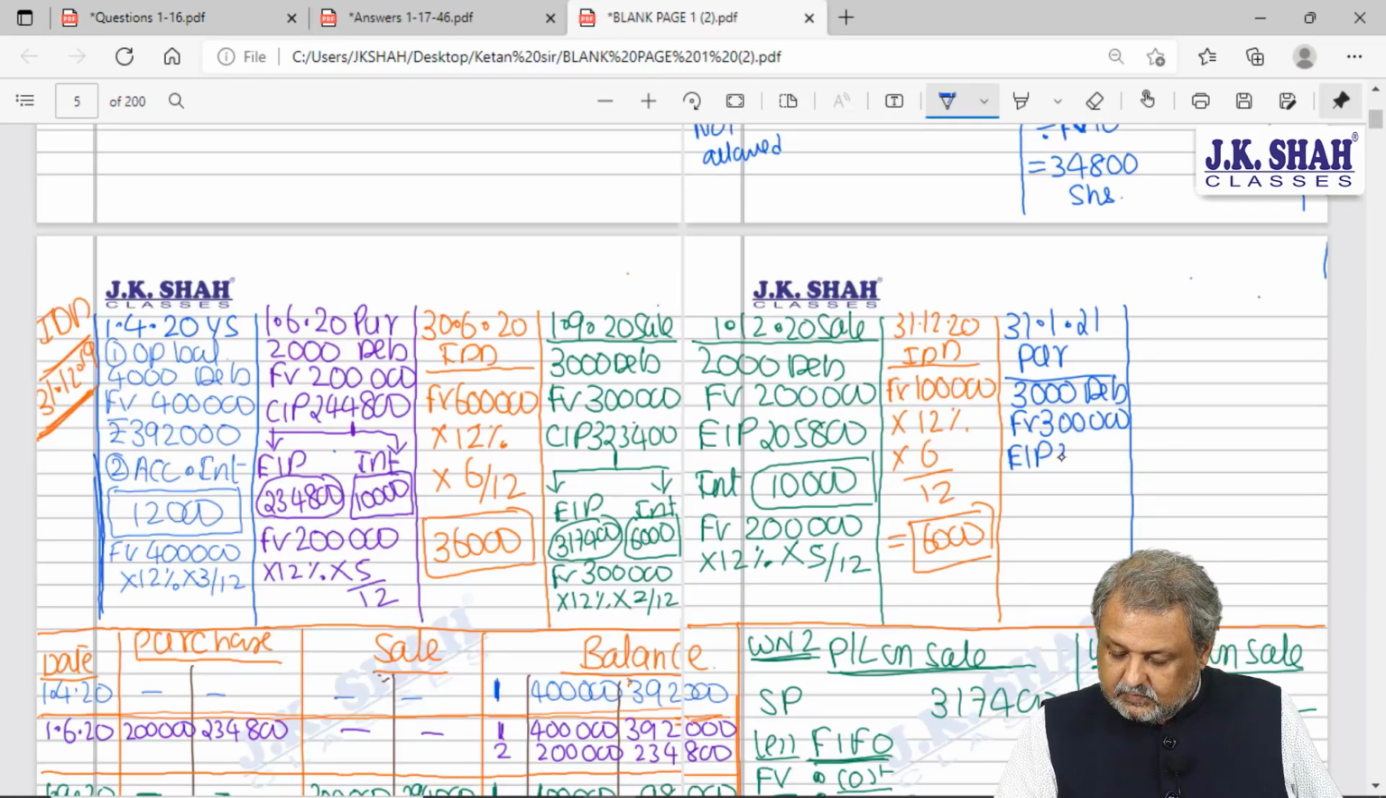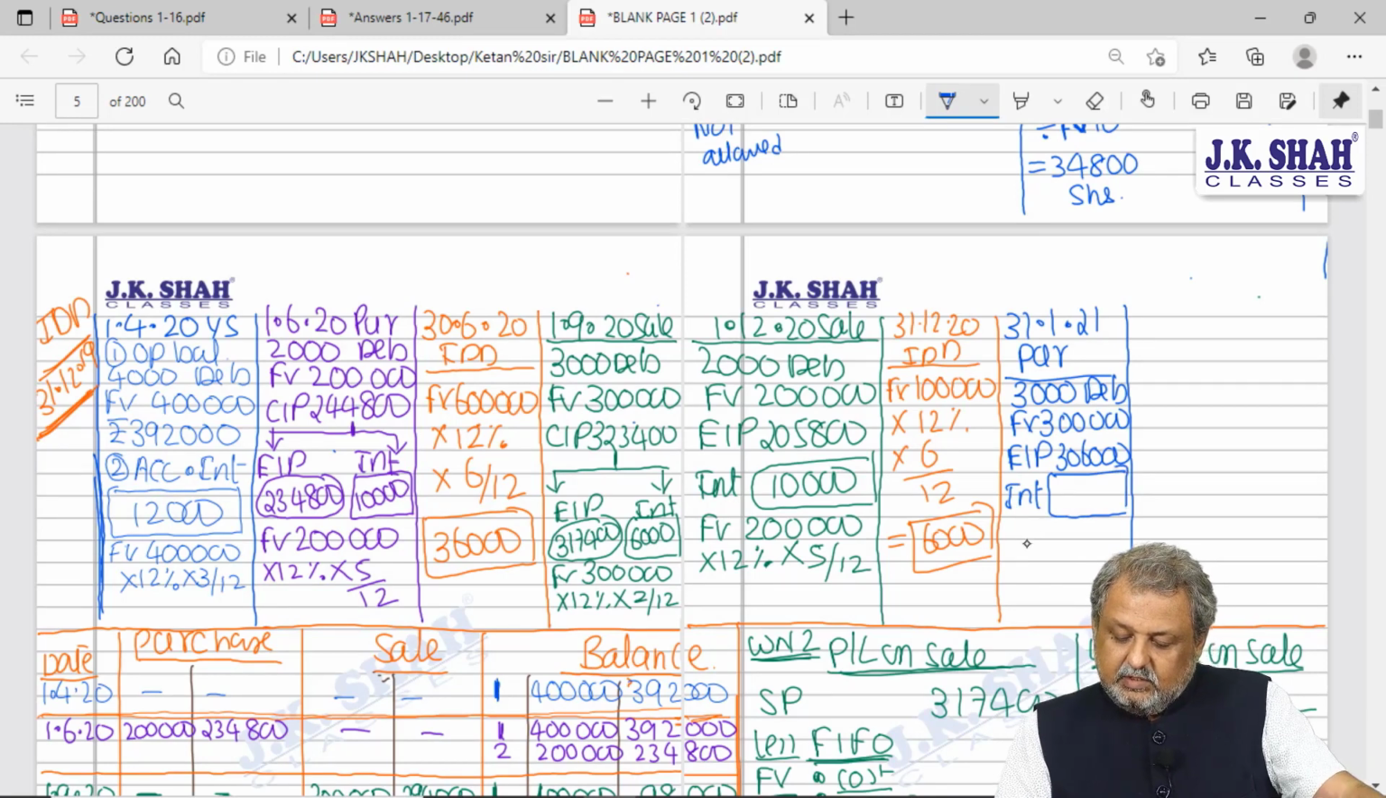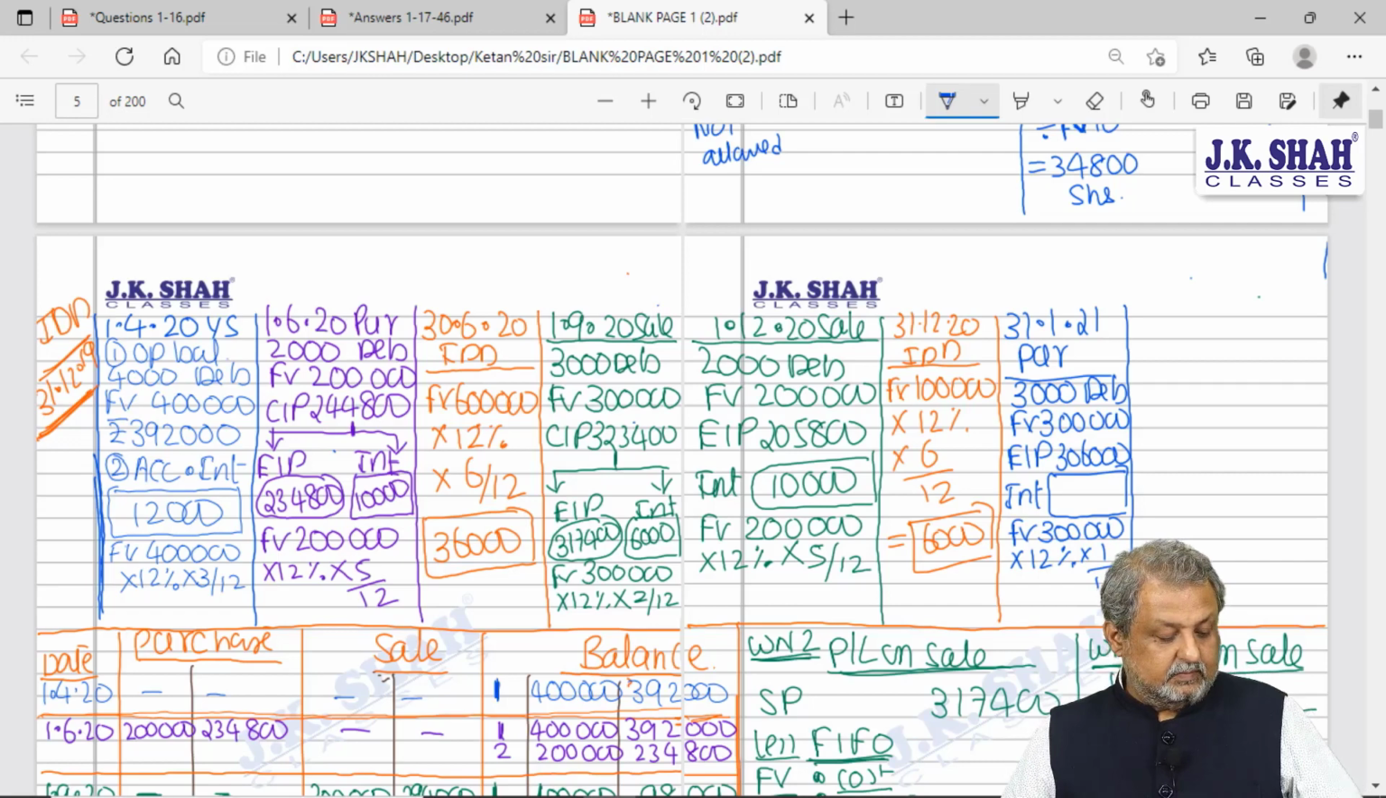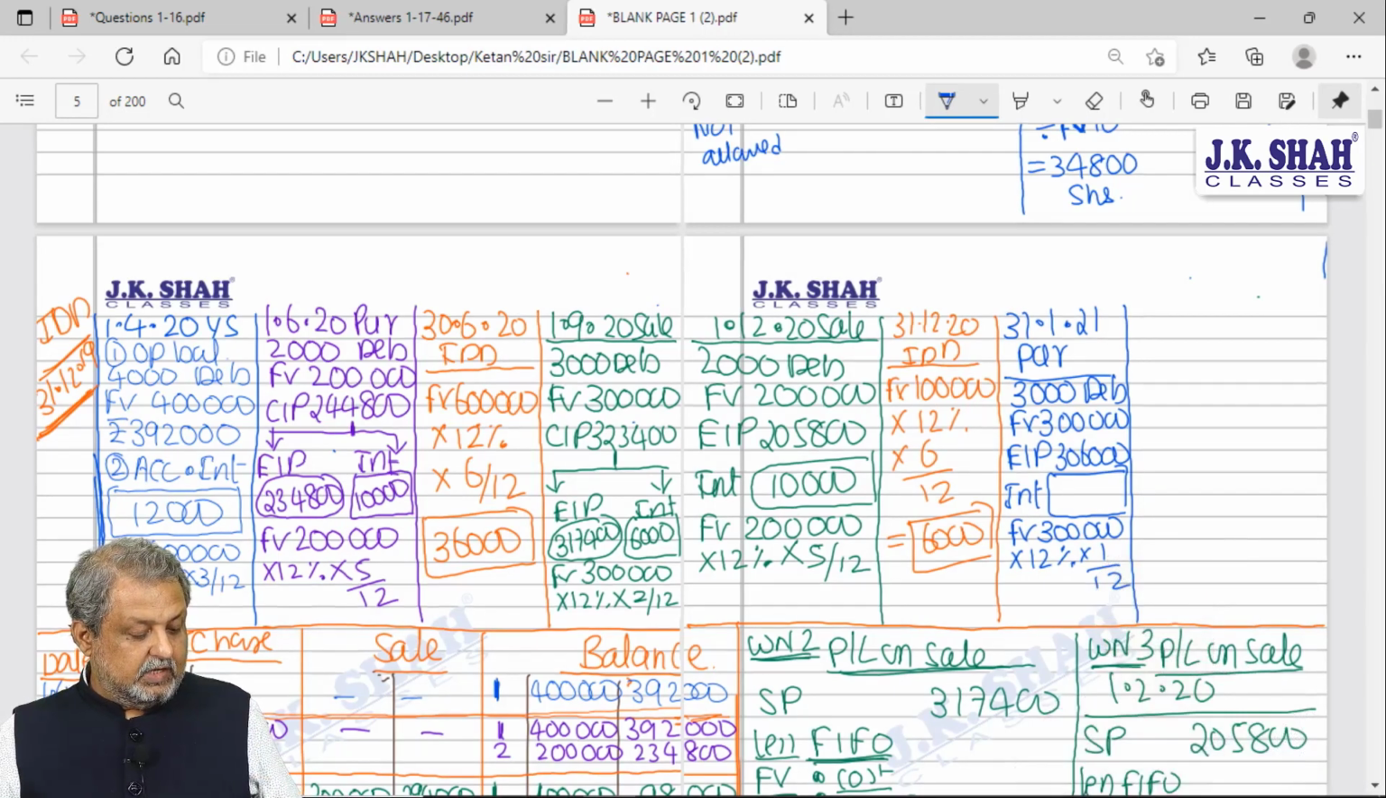3,06,000. So interest. Tell me interest on face value 3 lakhs into 12%, but only 1 month, from December to January. So 3 lakhs into 12% divided by 12, 3,000 interest.